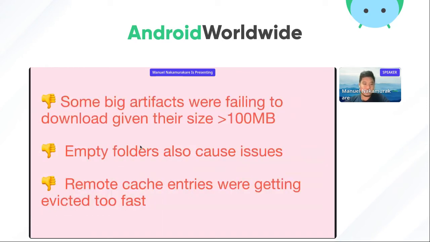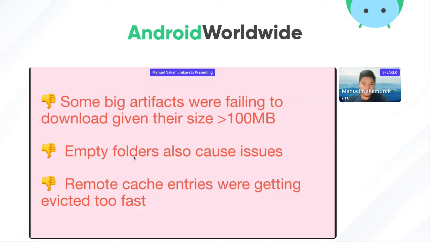Other things that were also preventing us from fully taking advantage of the remote cache was that we had some big assets that were failing to download given their size. Every time you want to use the remote cache, if Gradle detects that your inputs are the same, then the outputs should be reusable. But sometimes these artifacts are too big, so we had to make some changes in our network in order to support them.